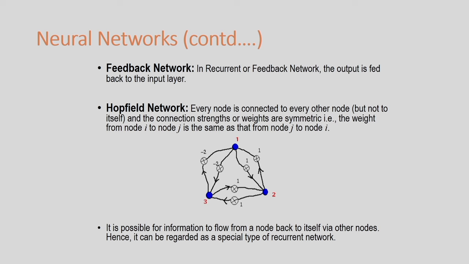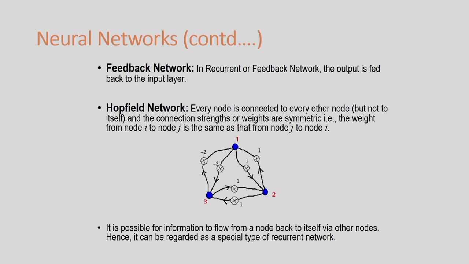So how to update the winner? The winner is updated like this: wi star is equal to wi plus epsilon times (x minus wi). This is the new weight, and this is the old weight. Epsilon is some constant, a small fraction we can consider, maybe 0.8, 0.9. It determines the learning rate. And this x minus wi is the learning vector. So the winner is updated like this.